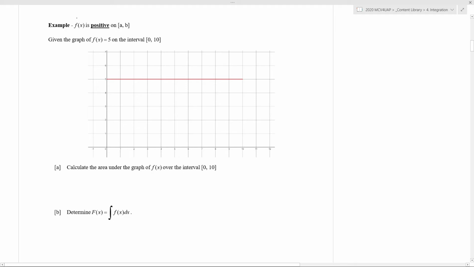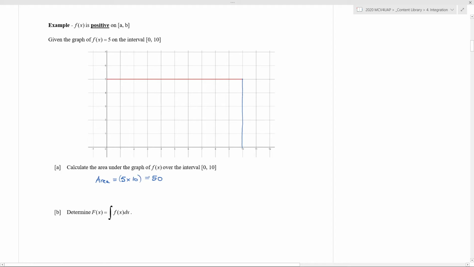So that area is equal to 5 multiplied by 10, which is 50. Okay, I've left out units. We're not really interested in units. In the context of a problem like those last examples with the volume in a tank, yes, the units are important, but for the purposes of this lesson, we're not using any units. So the area under that graph is 50.